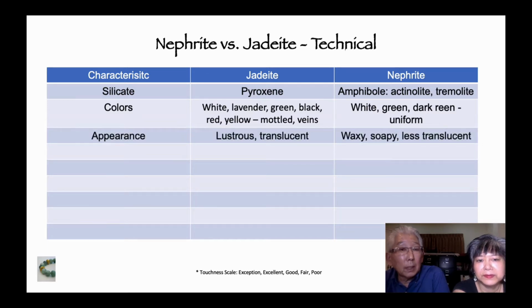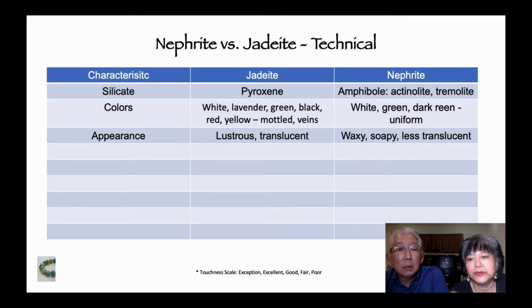The appearance of jadeite tends to be shinier, more lustrous. Definitely. And it tends to be more translucent for the nicer pieces, right? So we always look for translucency to some degree. Nephrite, on the other hand, tends to be less translucent, somewhat opaque, but it has this waxy, soapy feeling. And kind of mottled. A little mottled.